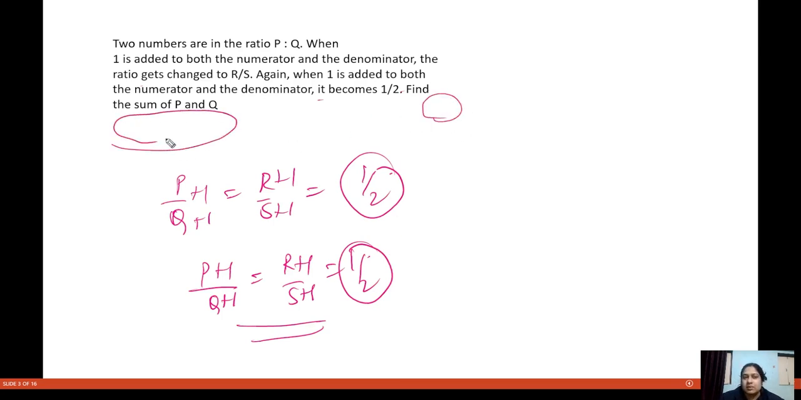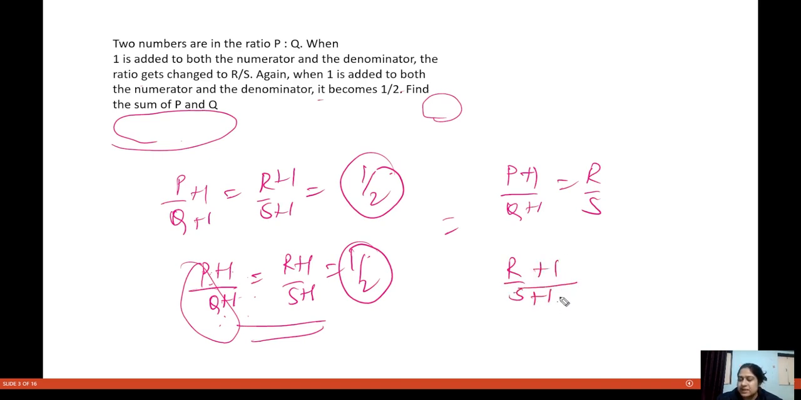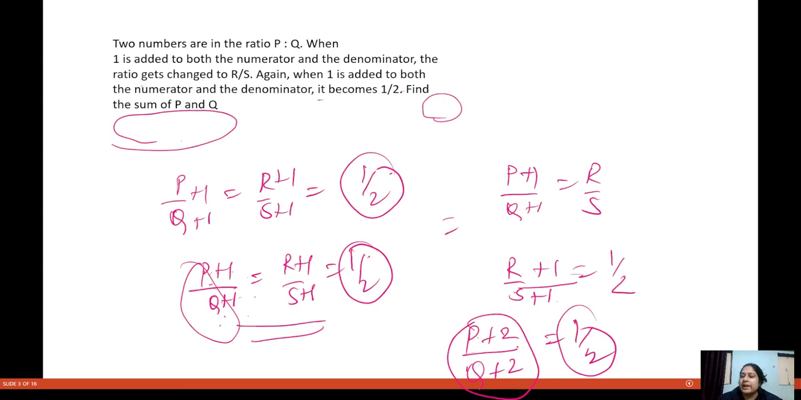You can directly try it from here as well. When we are adding 1 to P plus 1 divided by Q plus 1, it is becoming R plus 1 by S plus 1, and when we add 1 again, this is becoming 1 by 2. So what this is ultimately saying is that P plus 2 divided by Q plus 2 equals 1 by 2. So here you can put any value. Put P equal to 1, and then this will become 3. Put Q equal to 4, so this will become 6. So from here you can get multiple values. I hope you understand this thing. This can be directly done from here also. You can solve that equation also. You can do it in any manner.